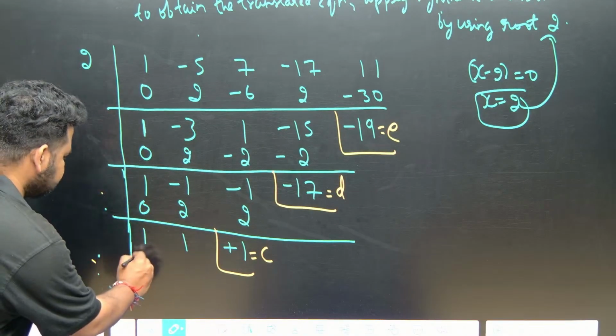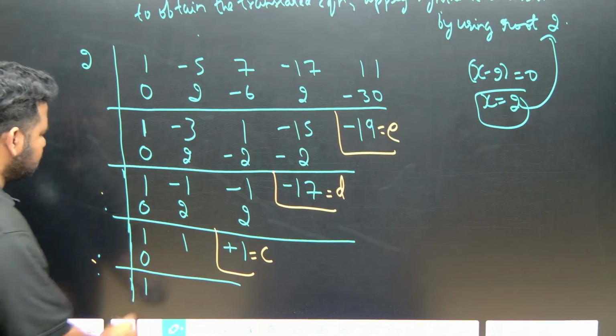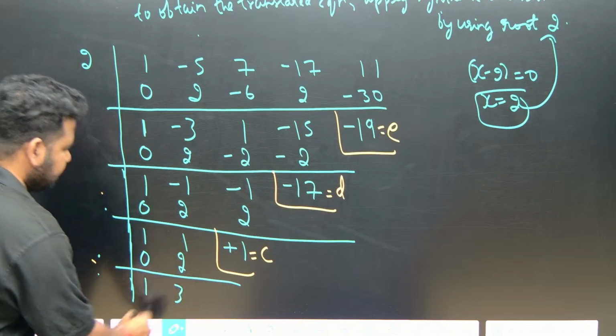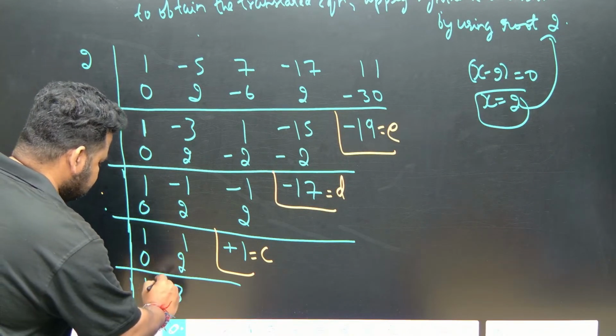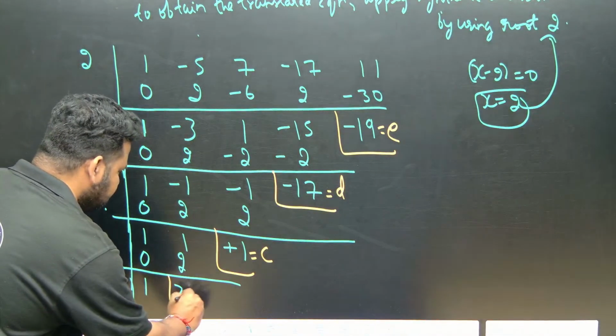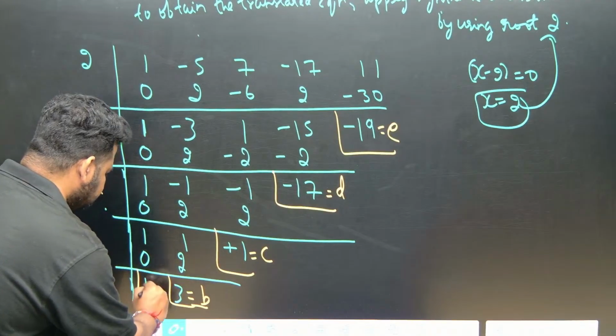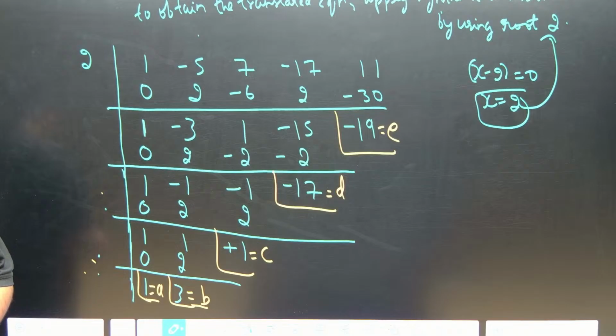So here write 0. This will become 1. Okay, 2 ones are 2. This will become 3. So this will become 3. So this further you cannot do. So what you should do here? I can write this as, we got C, this will become equal to B, and this will become equal to A. Okay, this will become equal to B, this will become equal to A.